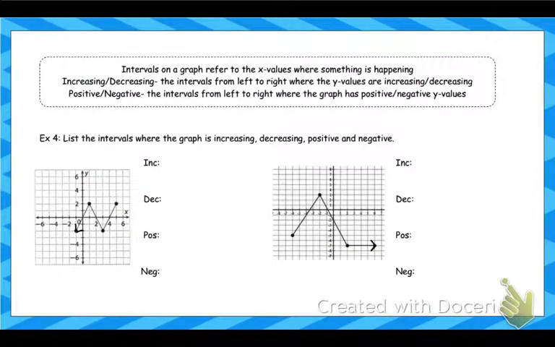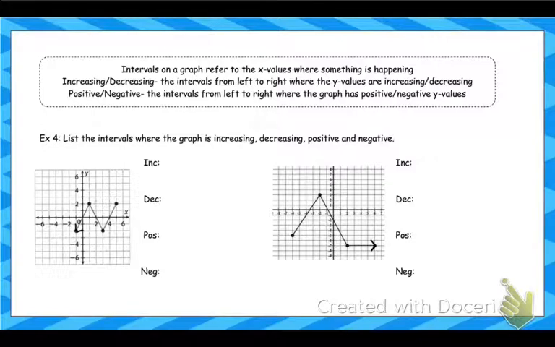All right, so now, like I said, we're going to get back into interval notation. Whenever we talk about an interval on a graph, we're going to use interval notation, but we're specifically talking about the x values. So if I say from the interval of 1 to 7, it means from the x value of 1 to the x value of 7. So that's what we're going to use for our interval notation here.